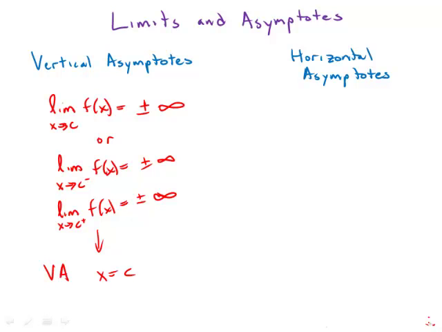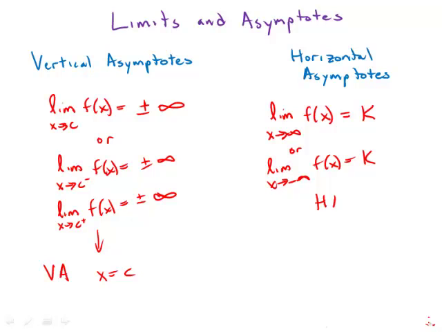Now with a horizontal asymptote, the way we talk about this is the limit as x goes to infinity of f(x). So if this limit exists, the limit as x goes to infinity of f(x) equals k, for example, or if it's true that the limit as x goes to negative infinity of f(x) equals k. If both of these are true, or if either one of them is true, then it means what we have is a horizontal asymptote at y equals k.